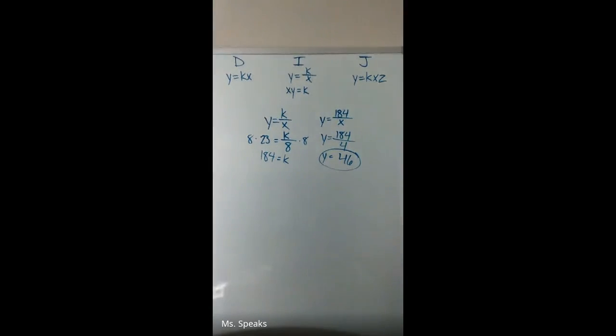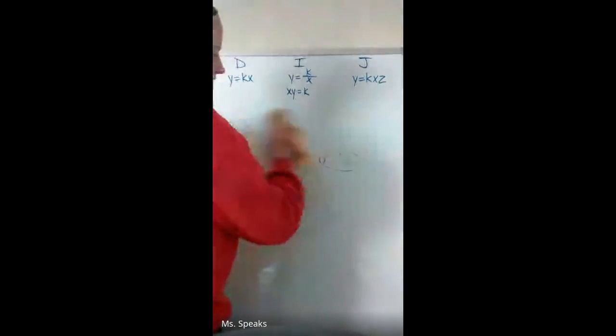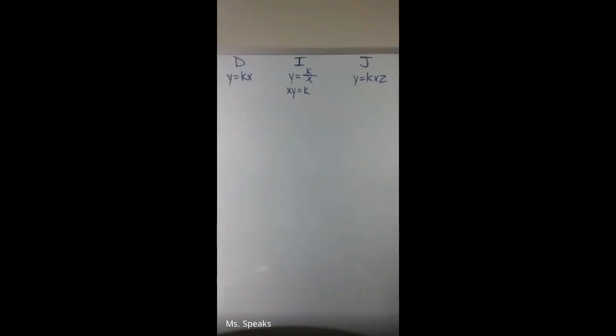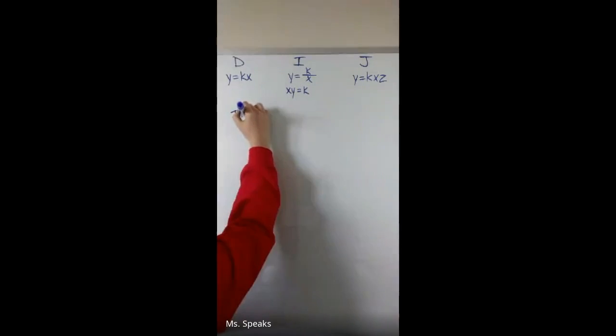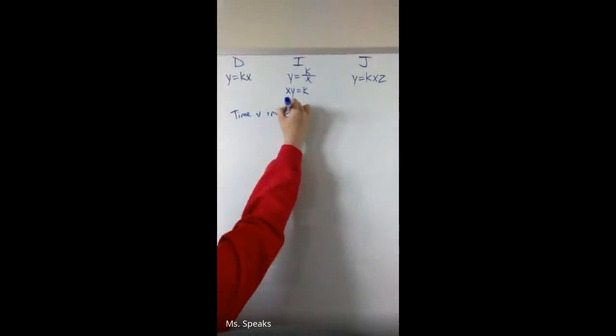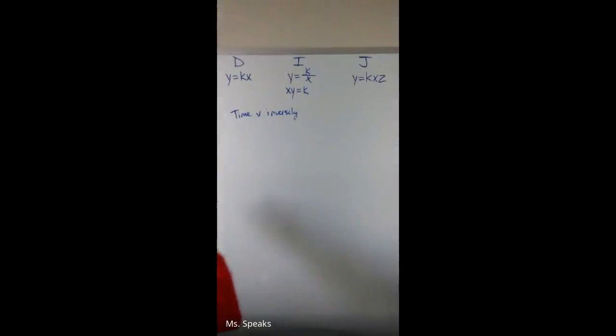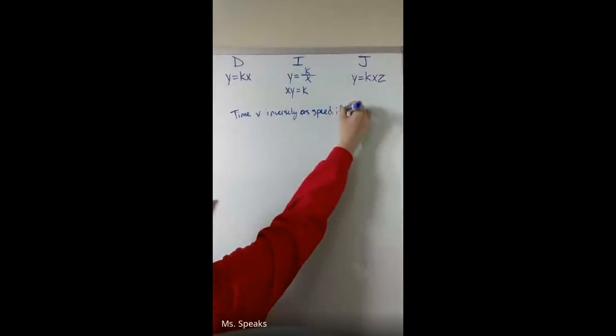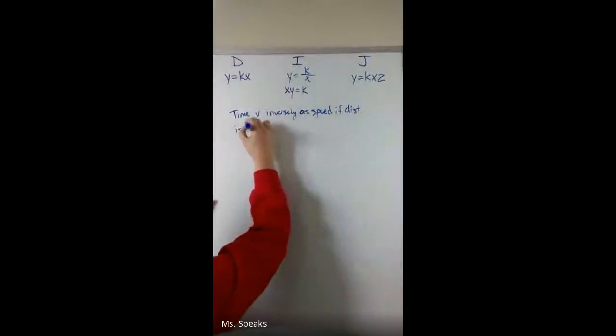Then let's go back to the first page of that. Those are the word problems. And if you remember, I told you this, I think variation word problems are probably the easiest of the word problems because they lay it out directly for you. So I'm going to write this problem really quick, so don't judge my handwriting. Time varies inversely as speed if distance is constant.